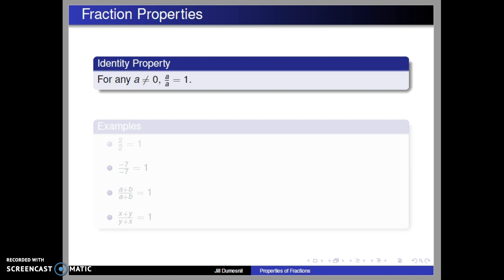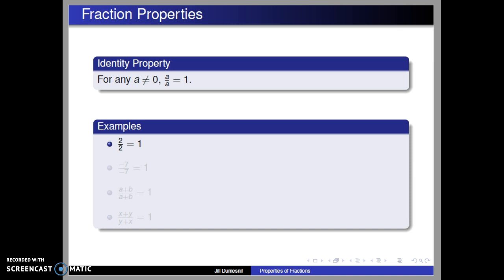The identity property states that for any non-zero a, a over a equals 1. For example, 2 over 2 equals 1. Also, negative 7 over negative 7 equals 1. Anytime the numerator and denominator are equal and non-zero, the fraction is 1.